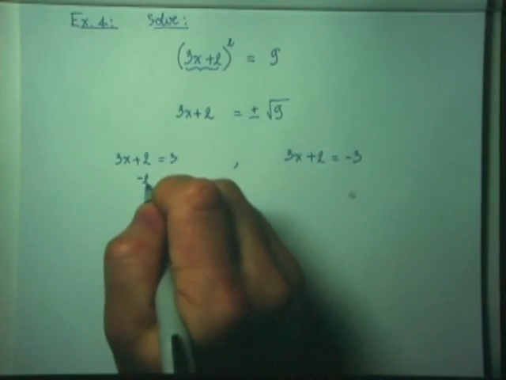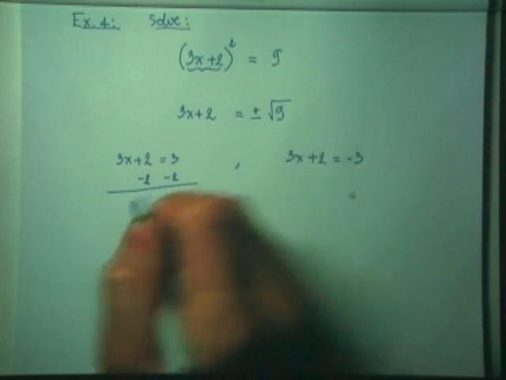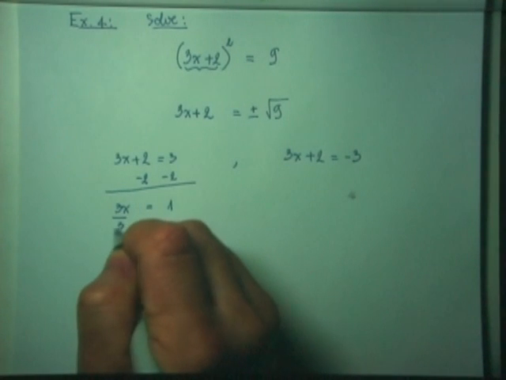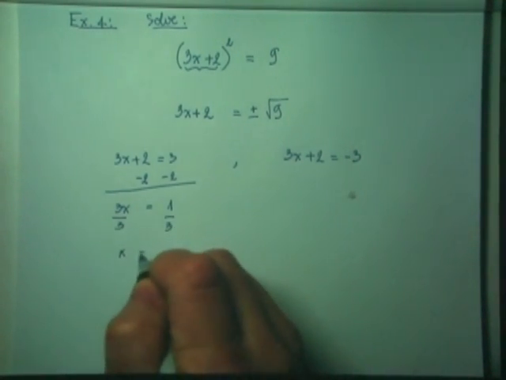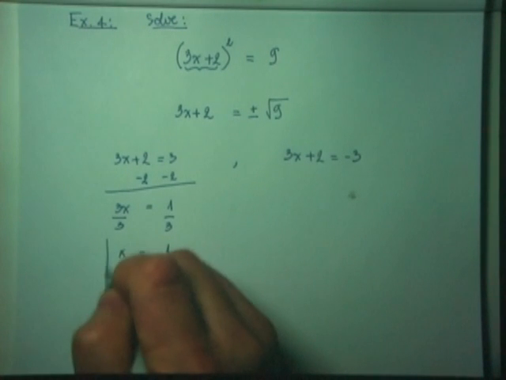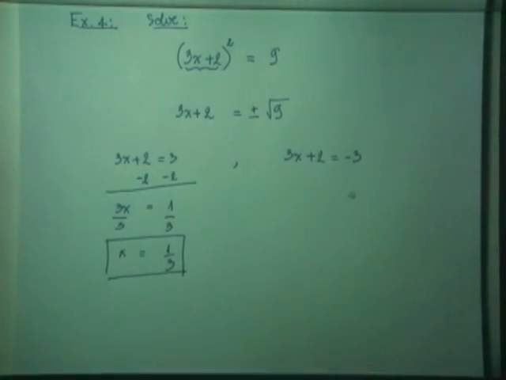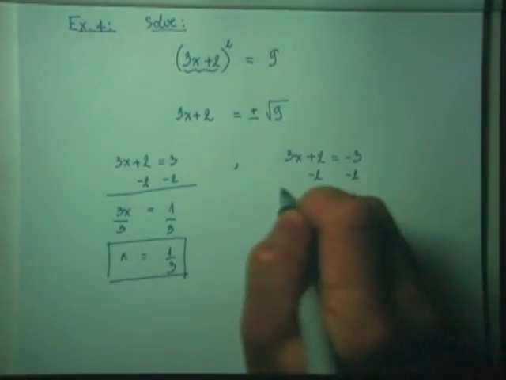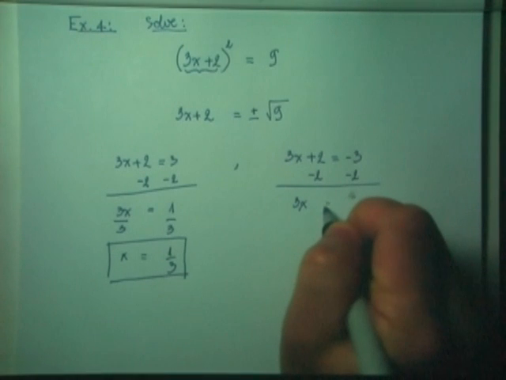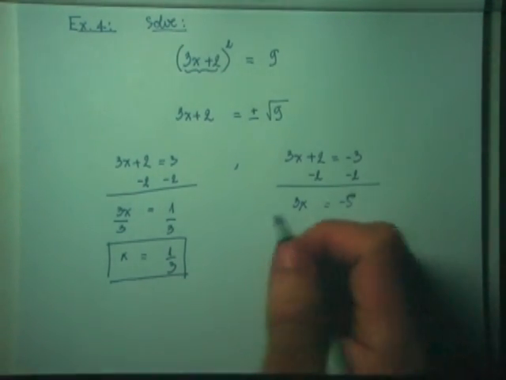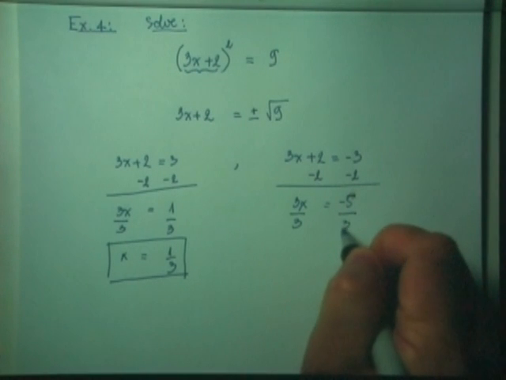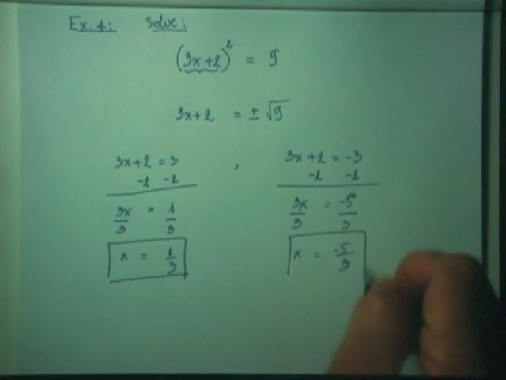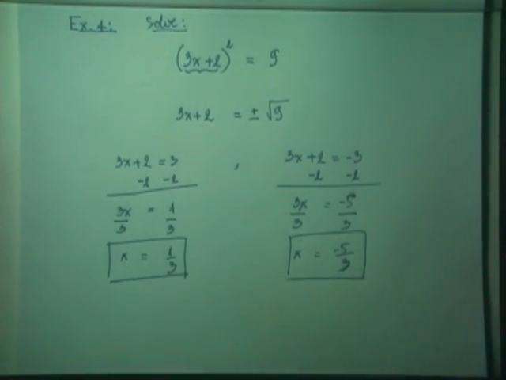For my first equation, subtracting 2 from both sides gives me 3x equals 1, and then dividing both sides by 3 leaves me x equals 1/3. Here it goes, my first solution. Now for the other equation, I subtract 2 from both sides, and that leaves me 3x equals negative 5, then dividing both sides by 3 leaves me x equals negative 5/3. And here it goes, my second solution for the equation.